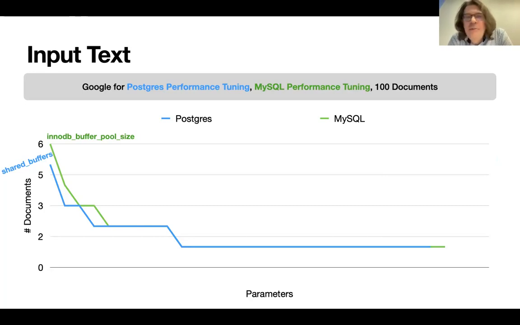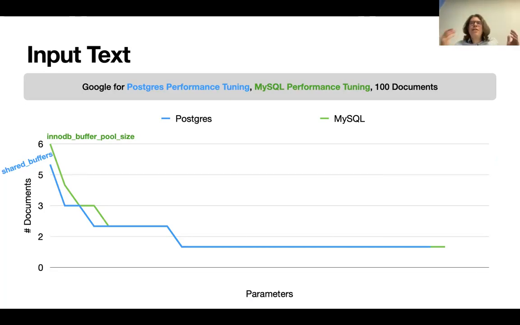As input text, I'm using essentially what we get by issuing the Google query Postgres performance tuning or MySQL performance tuning and extracting all text we get from the first 100 hits. So we are creating two different document collections, one for MySQL and one for Postgres.